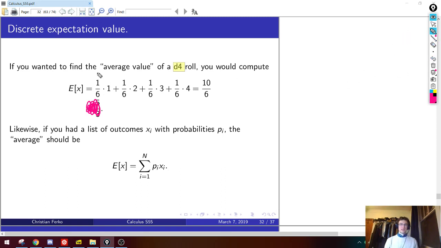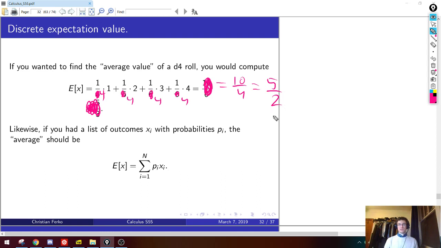So if you wanted to get the average value of a D4 roll, what's the idea of what you do? Well, the idea is just take the probability of each roll, which should all be 1/4. 1/4 of the time you get a 1, 1/4 of the time you get a 2, 1/4 of the time you get a 3, 1/4 of the time you get a 4, which means altogether we have 1 plus 2 plus 3 plus 4, which is 10, over 4, or 5 over 2. So this is the idea for a simple discrete case, that if you have a bunch of probabilities associated with different outcomes, you just take a weighted average.